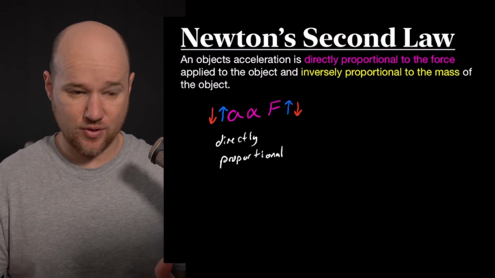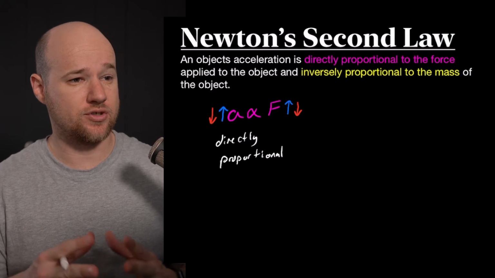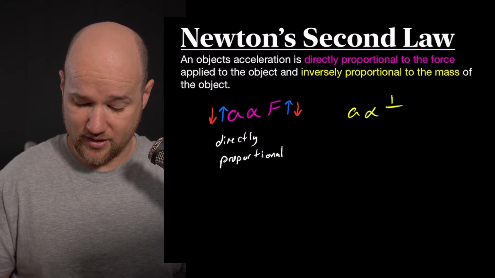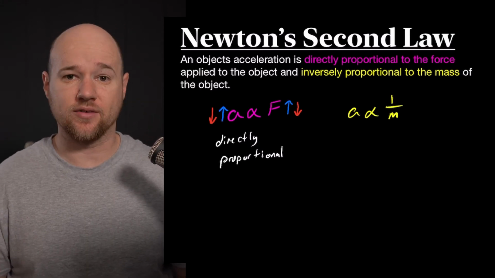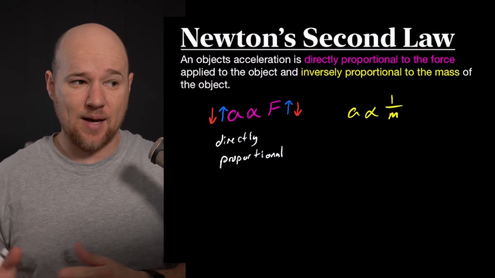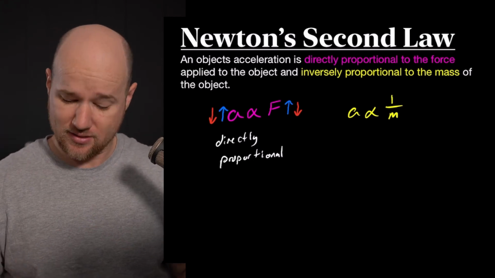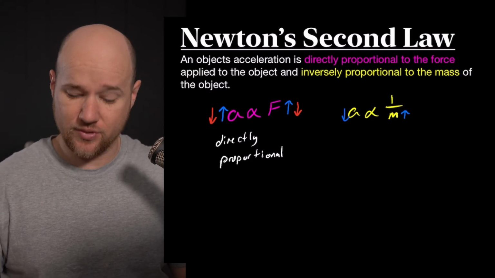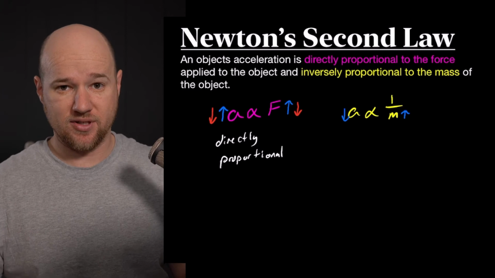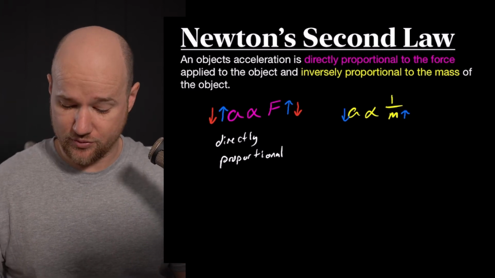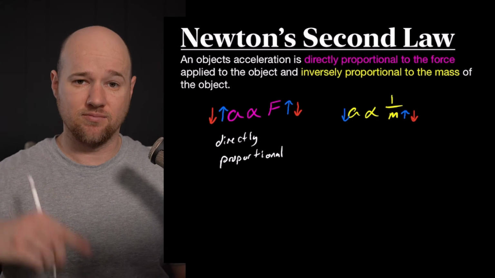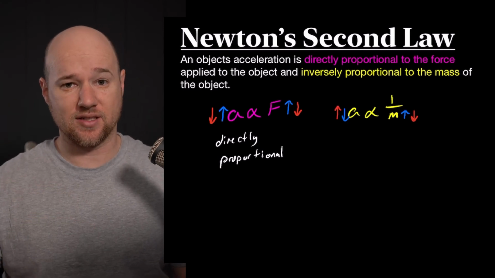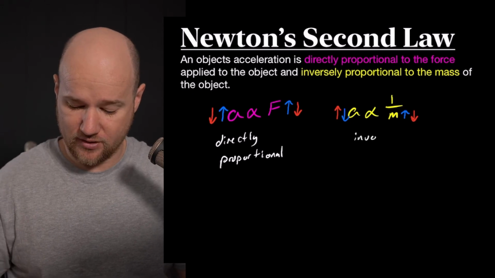Now, what about that second part? It says it's inversely proportional to the mass of the object. So the acceleration is proportional to the inverse of the mass. That's another way to write it. And so this just basically has the opposite effect as force does. So if you were to increase the mass of an object, you're actually going to be decreasing the acceleration the object experiences. And of course, the opposite would be true if you were to decrease the mass of the object. You're going to increase the acceleration that that object experiences. So this is inversely proportional.